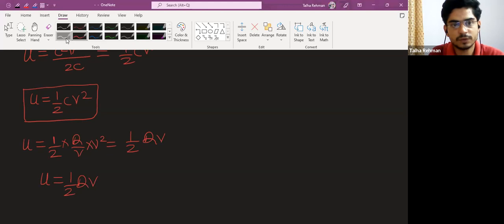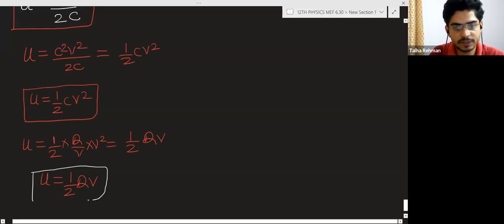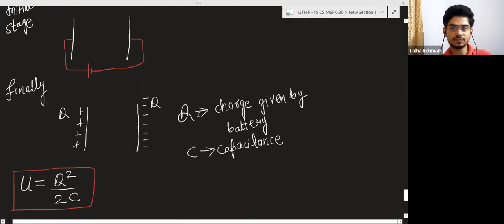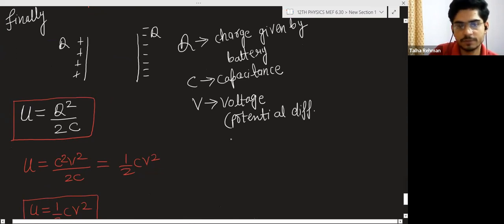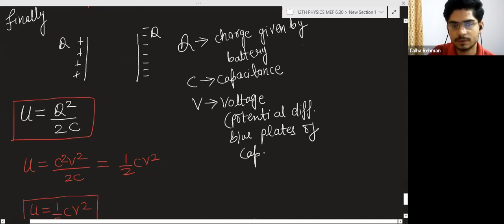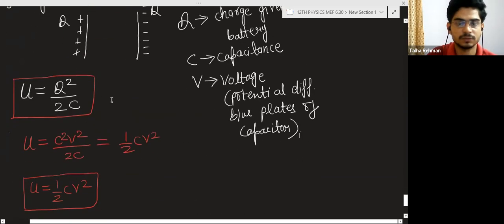These are the formulas for calculating the energy stored in a capacitor when a charge Q is given to the capacitor, where V is the voltage or potential difference between the plates of the capacitor. These are the formulas.